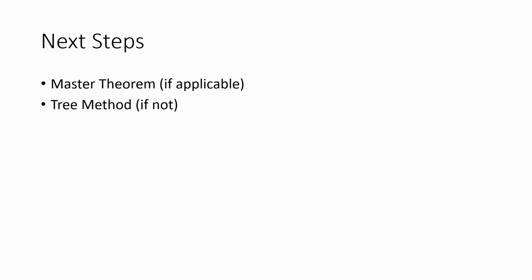So now that we have our recurrence function, we can try to get our big theta by using the master theorem if it's applicable. The master theorem has a certain format that our recurrence function has to be in, and if it's not, we can use our tree method to try and get our big theta.